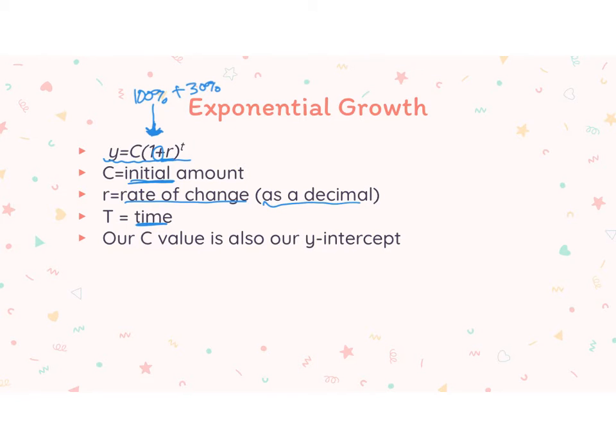Which is why we add whatever the growth rate is. And just like in other exponential equations, that first value, the C out front, is also the y-intercept. That was the same thing when we looked at our standard equation of y equals a times b to the x. A was our y-intercept out front, okay?